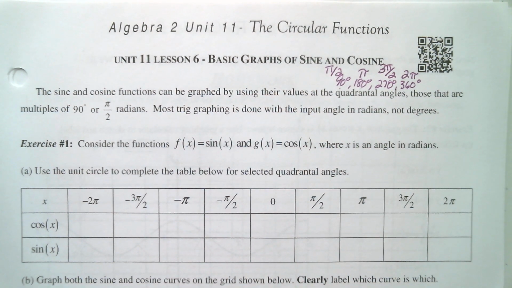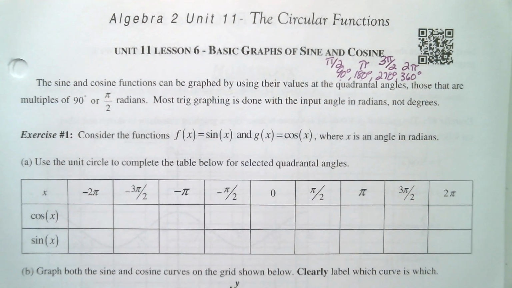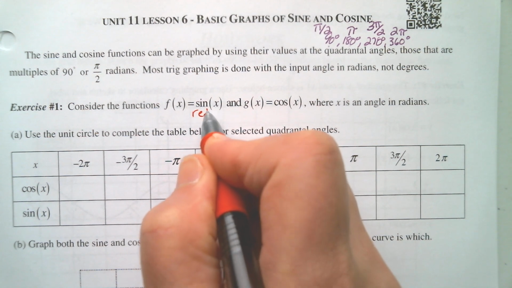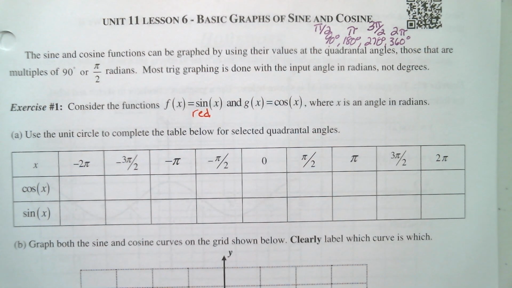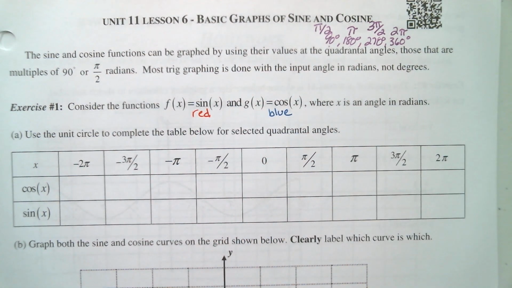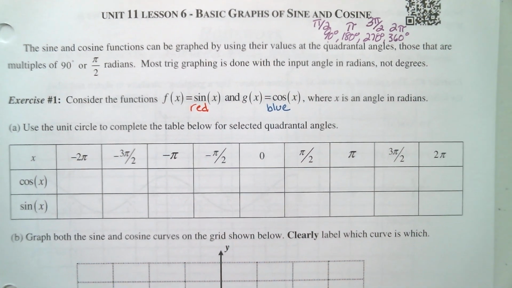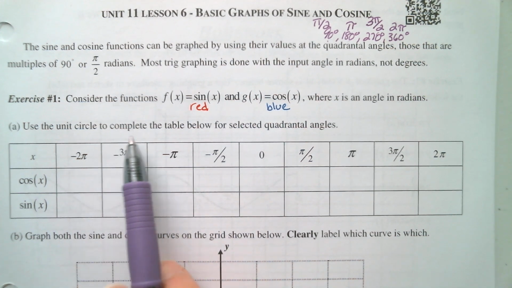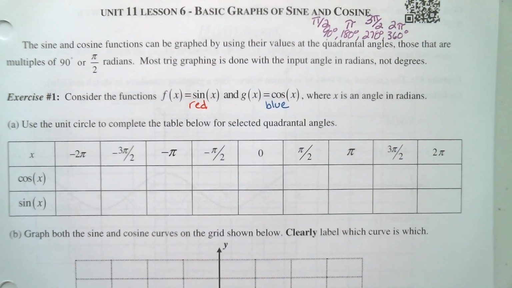Consider the functions f of x equals sine x and g of x equals cosine x. When I do the graphing on this page, for our f of x, I'm going to use red for our sine function. And g of x, I'm going to use blue for our cosine. So it would be helpful if you did the same. Where x is an angle in radians. So we want to use the unit circle to complete the table below for selected quadrantal angles.